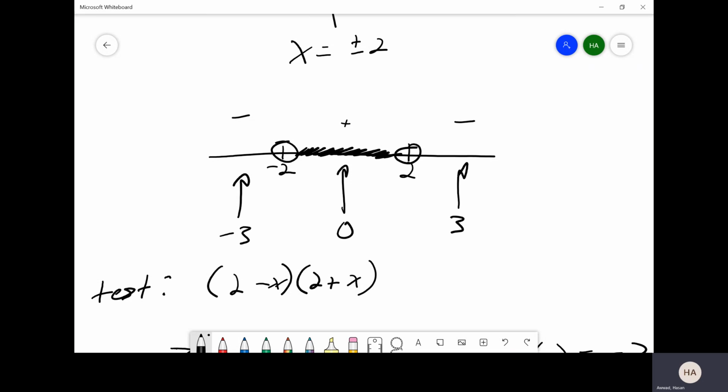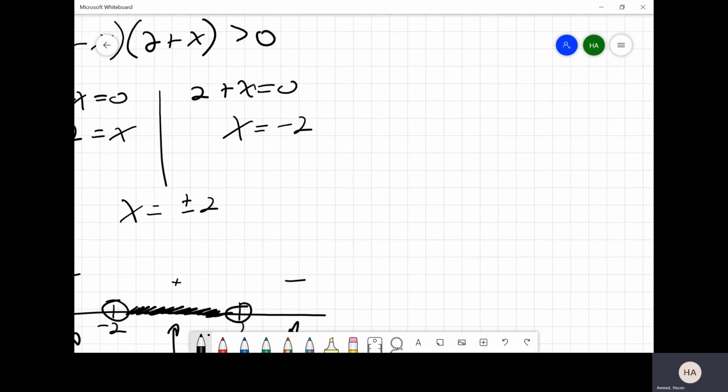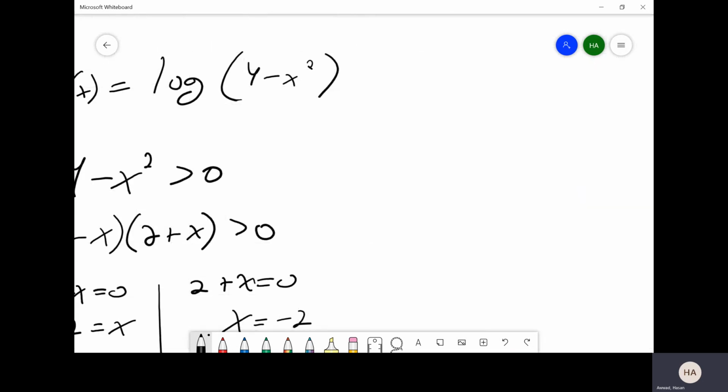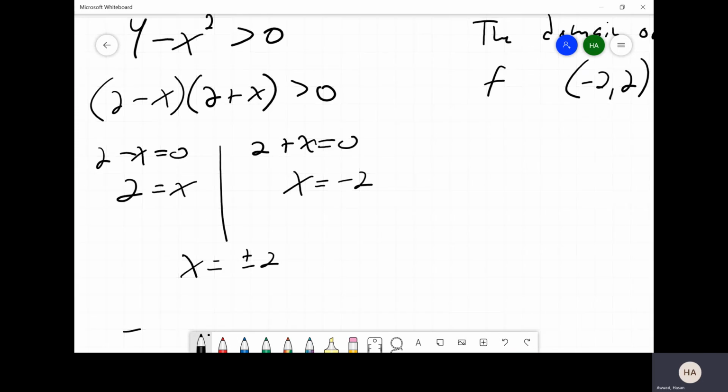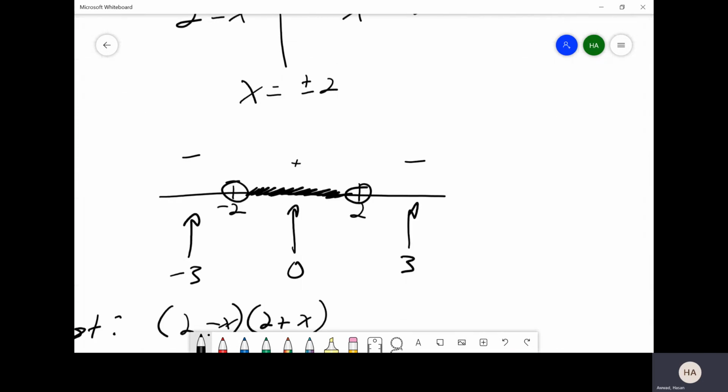So the only interval that works, the only interval that's going to be part of our domain here, is this middle interval, right in the middle, the piece that goes from -2 to 2. And the way that you would write your domain is the domain of your function f is -2 to 2, parentheses, because we are not including those numbers.